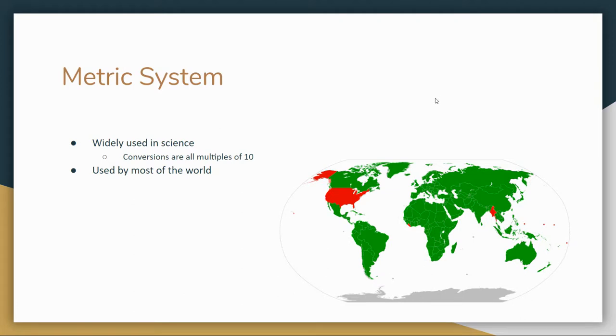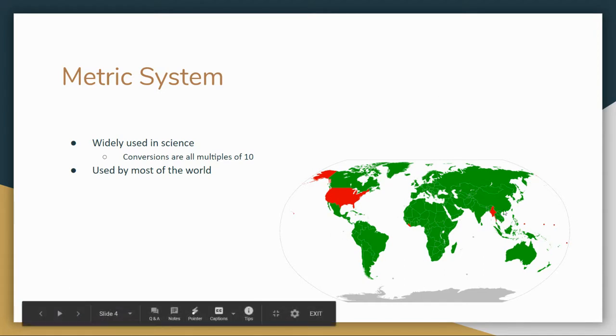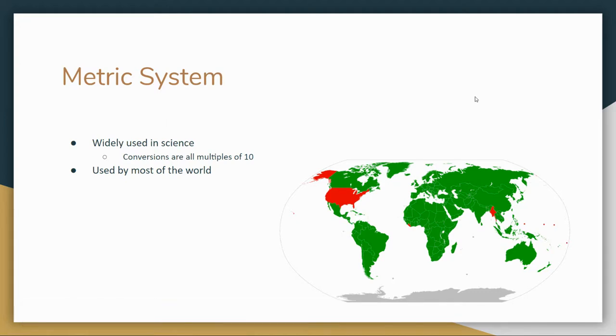So the metric system is widely used in science. Conversions are simple because they're most of the time all multiples of 10, and it is used by most of the world. In this picture, the countries that are in green are the ones that use the metric system.